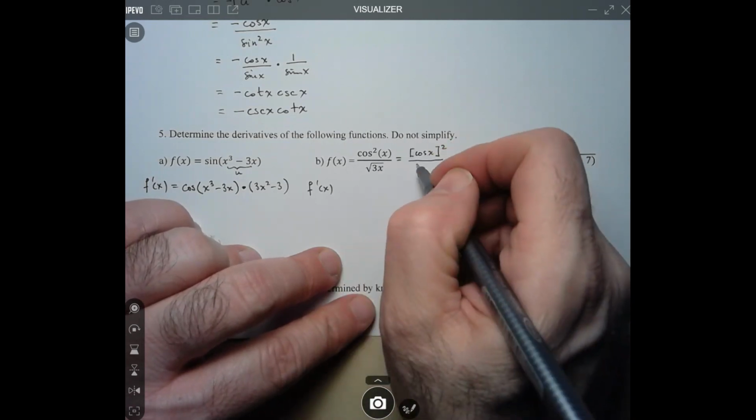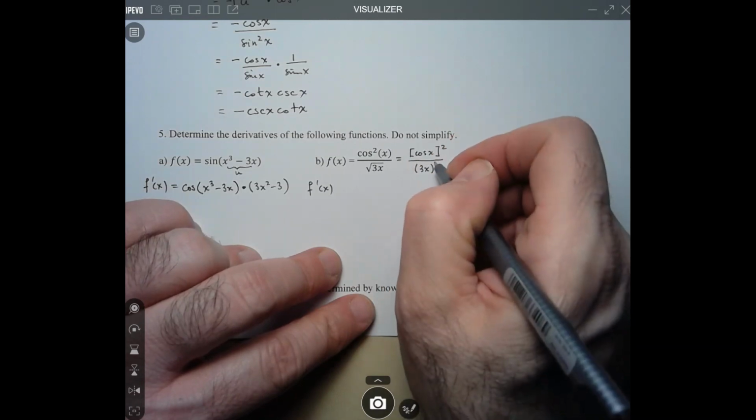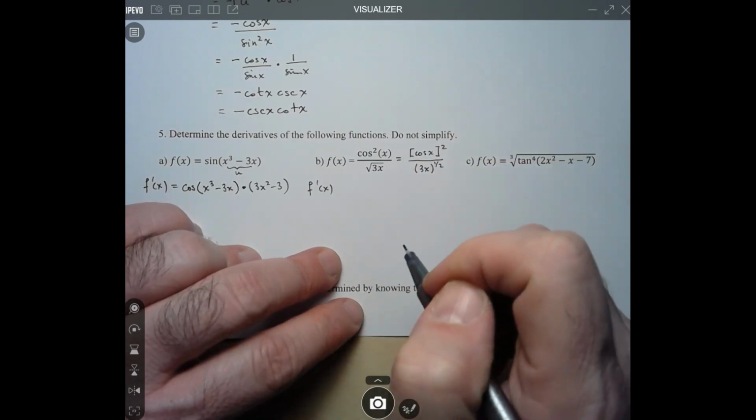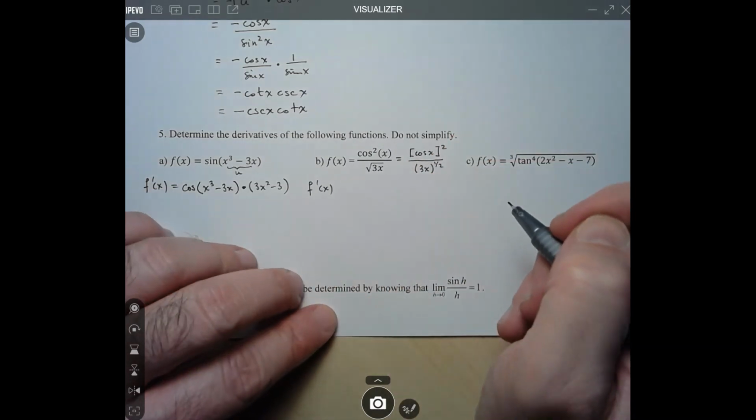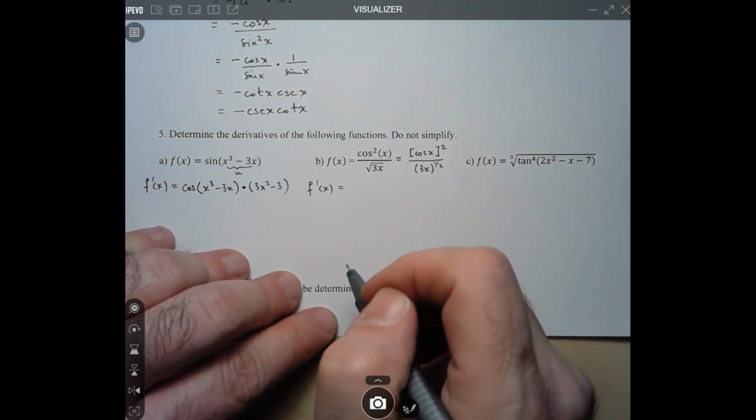And here, again, maybe I'll still write 3x. Instead of square root of 3x, it's 3x to the 1/2. All right? So let's now apply our quotient rule.